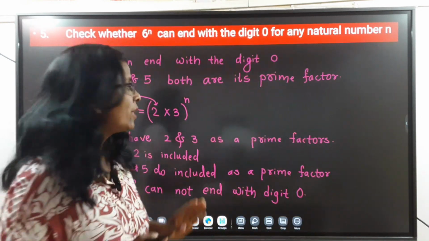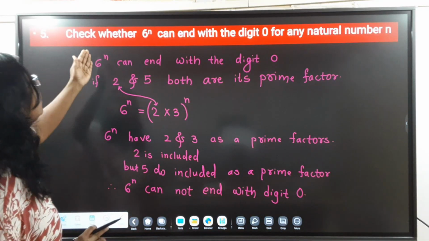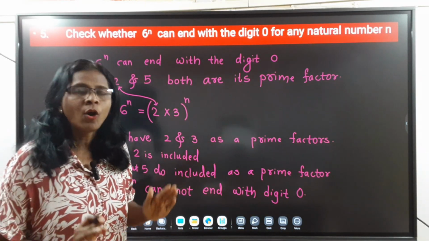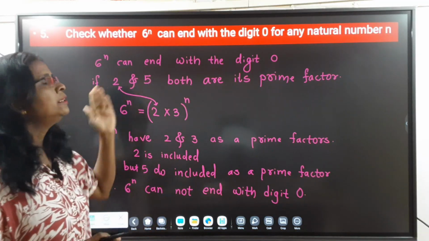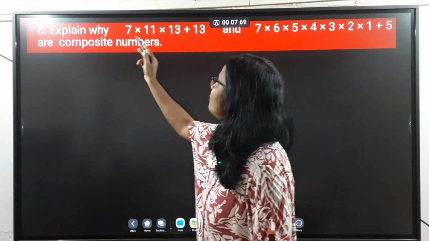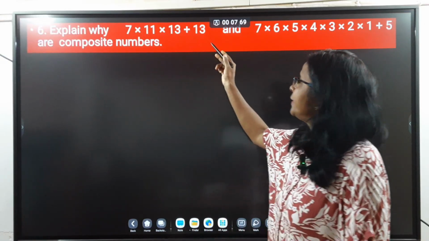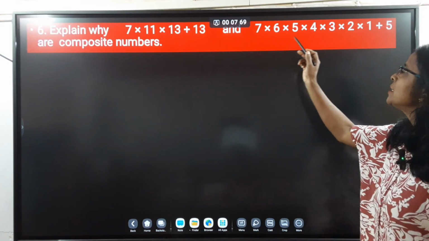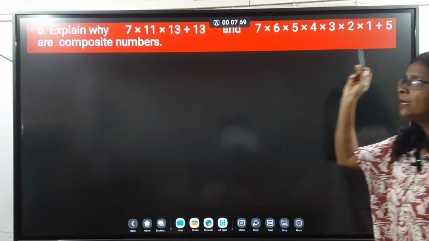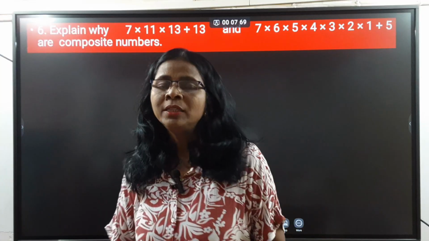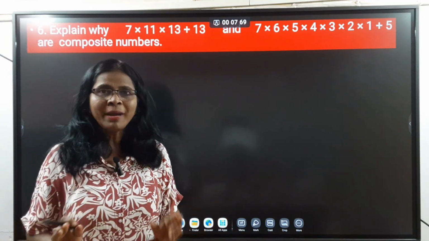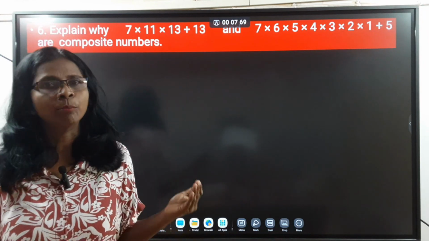Okay, students, in such a way we can check whether 6 raised to n or any number can end with the digit 0. Now, explain why 7 multiplied by 11 multiplied by 13 plus 13, and 7 multiplied by 6 multiplied by 5 multiplied by 4 multiplied by 3 multiplied by 2 multiplied by 1 plus 5, are composite numbers. These are the two numbers, and one by one we have to show that they are composite.